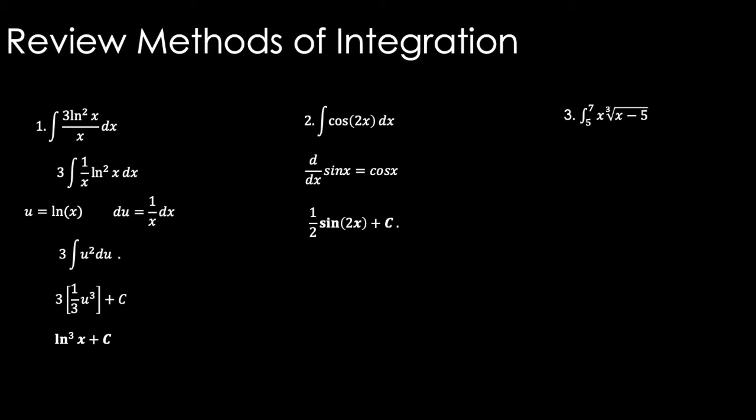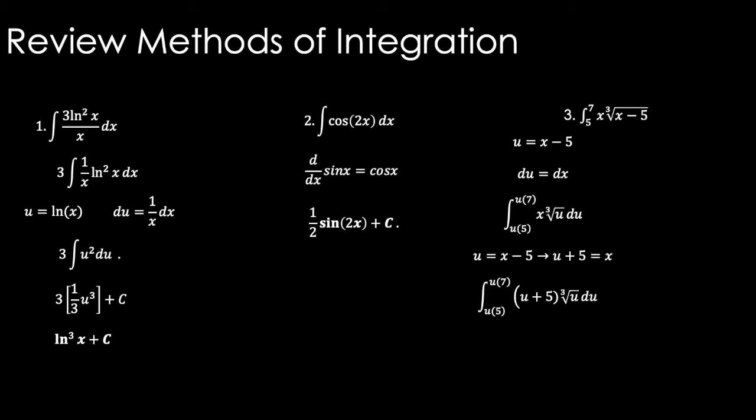Now the third example. To solve this one, we will also use the u-sub method. In this case, let's take u as x minus 5, and its derivative would just be dx. The new integral will now be this. Notice we have an extra variable that's not in terms of u, so use the original u substitution, u equals x minus 5, and solve for x to make it in terms of u. So use the original substitution, and then plug it back in.